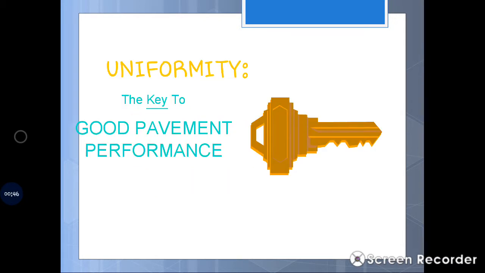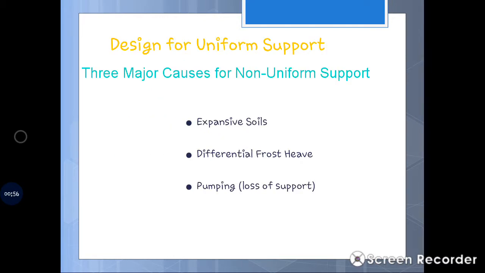So for a good pavement performance, the key is the uniformity of the subbase and the subgrade. So, to have a design for a uniform support, there are three major causes of non-uniform support. So, yung expansive soils, differential frost heave, and pumping, or the loss of support.